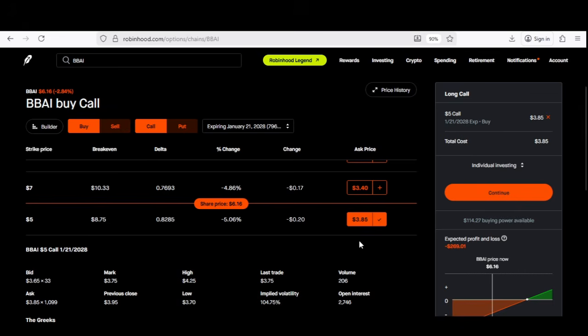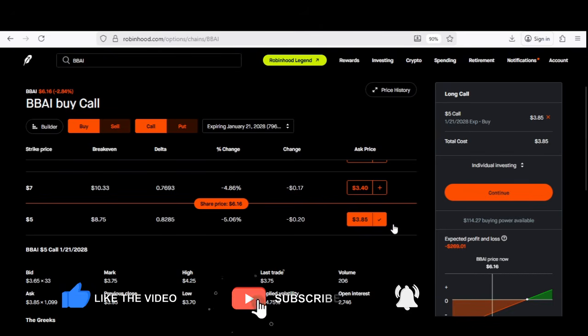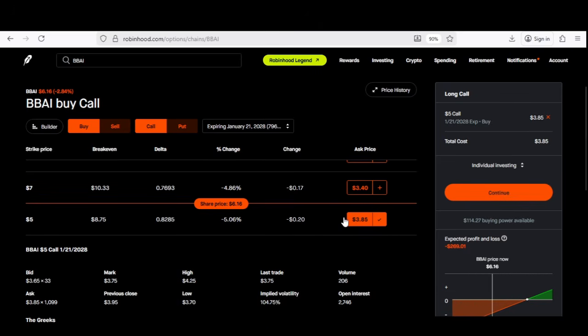So now that we paid $3.85 for this, or $385, I'm going to show you how to make money. When you bought this LEAPS option, the current share price was $6.16. So if tomorrow this share price moves from $6.16 to $7.16, then the price that you paid for the option is going to go up as well. But how much is it going to go up? Well, here's the simple answer. This price here is going to go up simply by your delta.